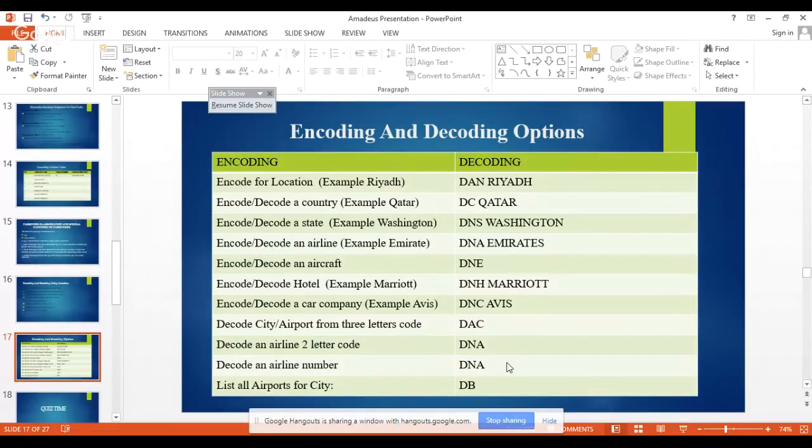Let me chip in something. To decode a state, like I said, the code is DNS. You can always refer to it as "don't know state." Then Washington will tell you everything about Washington. It will tell you about the airports in Washington, the number of airports there, be it local or international. It will tell you about rail service and so on.